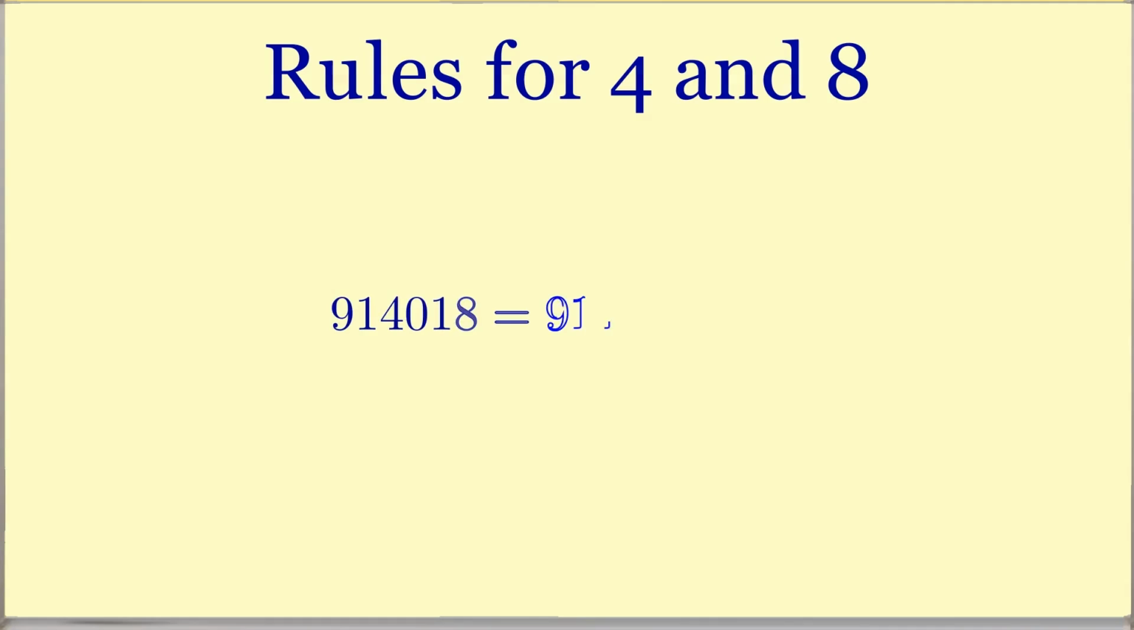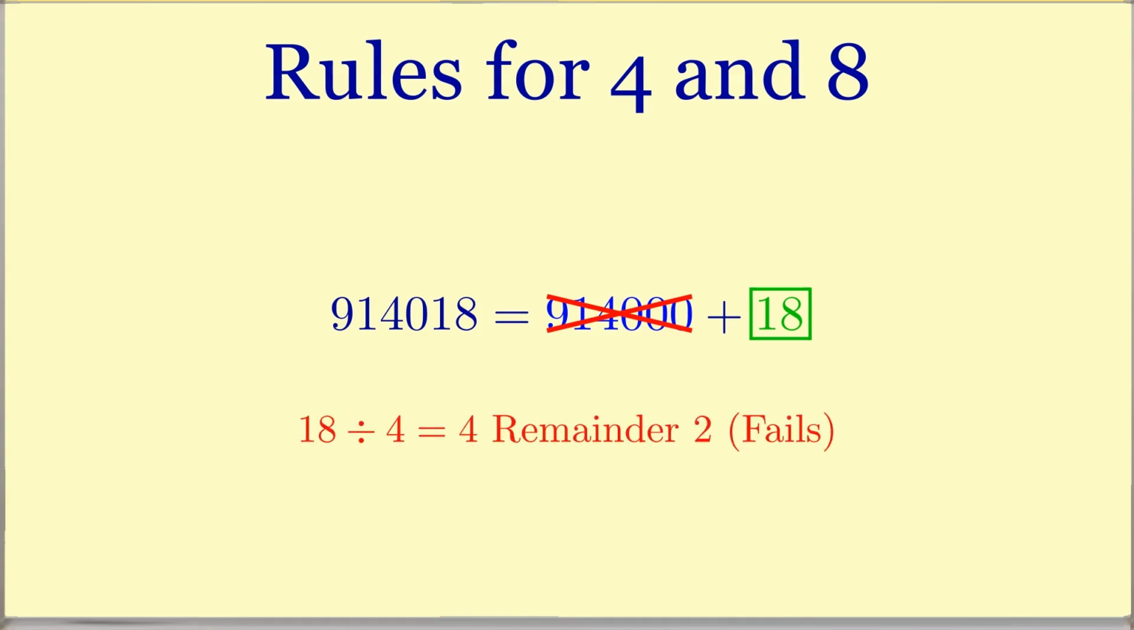Now let's look at a much larger number, like 914,018. We break this down into 914,000 for part A, plus 18 for part B. That massive first chunk is a multiple of 100, guaranteed to be divisible by 4, so we ignore it. We look at the last 2 digits, 18. If we try to divide 18 by 4, we get 4 with a remainder of 2. Because part B fails, the rule of sums tells us the entire massive number, 914,018, is not divisible by 4.